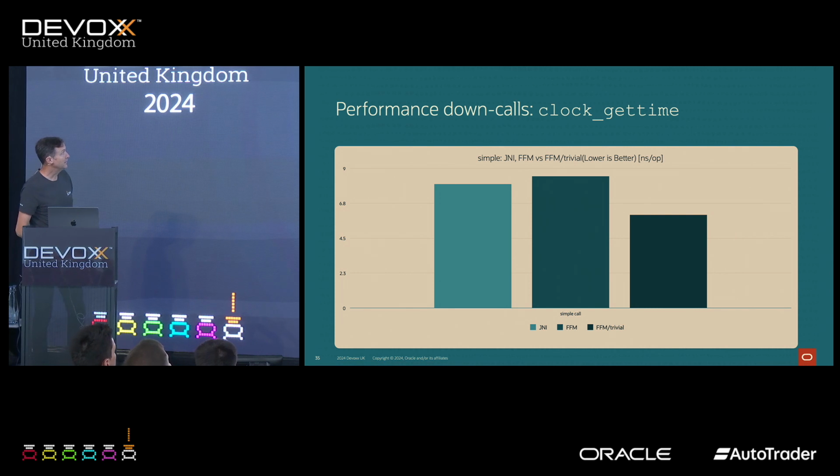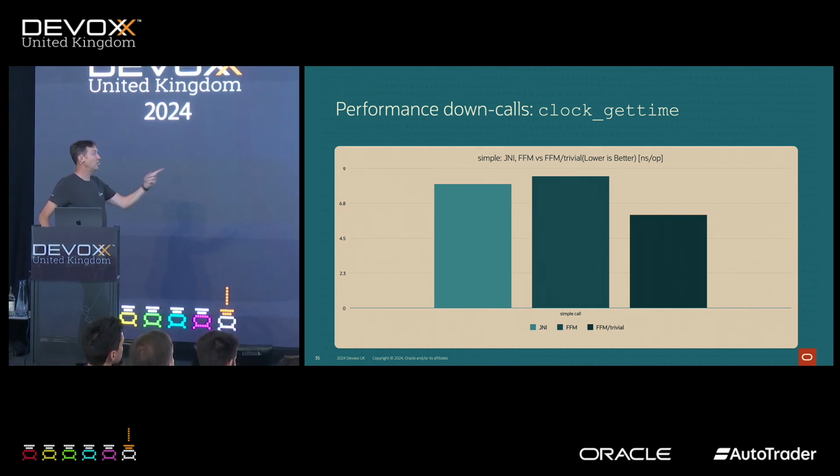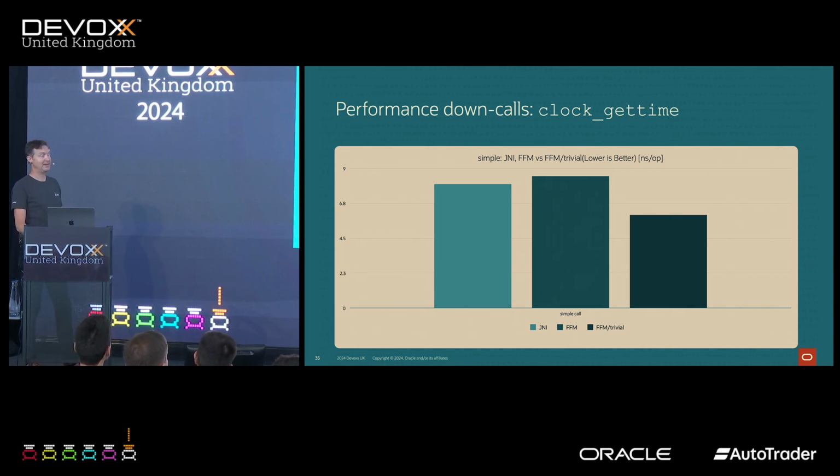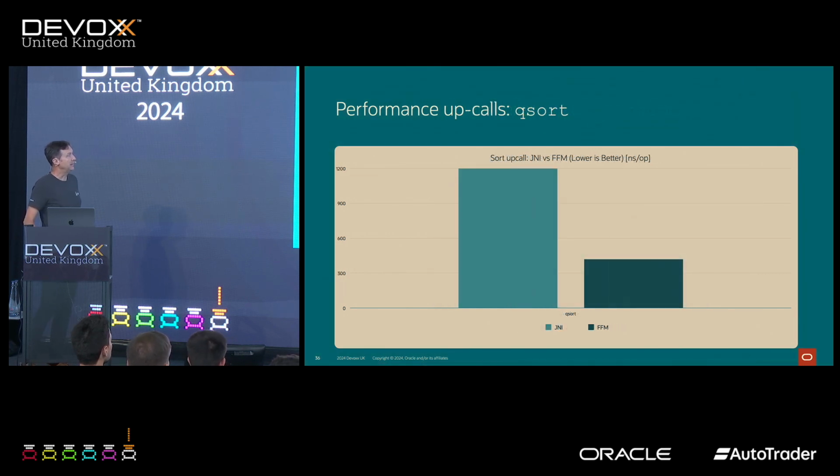Performance is great. This shows the difference between JNI and FFM with a simple call, and there's a special flag you can set for very short native calls, like if you want to get the clock time, for example, which is likely a very quick operation, so then it's even quicker. Upcalls are even better. So upcalls are when you are calling from C up to Java. And there is a significant improvement compared to JNI in terms of performance.